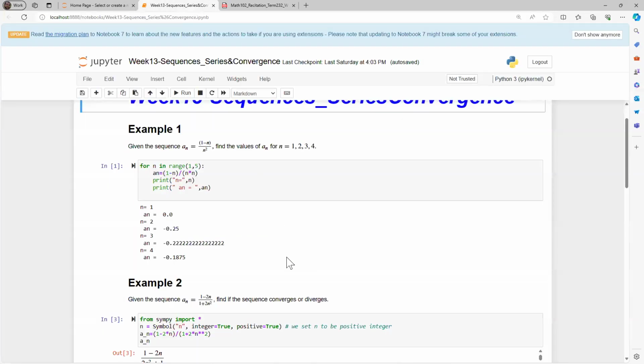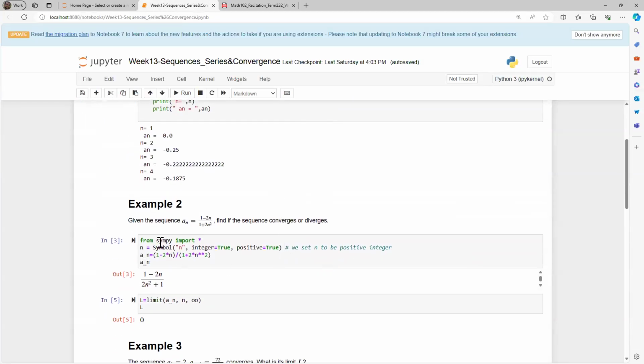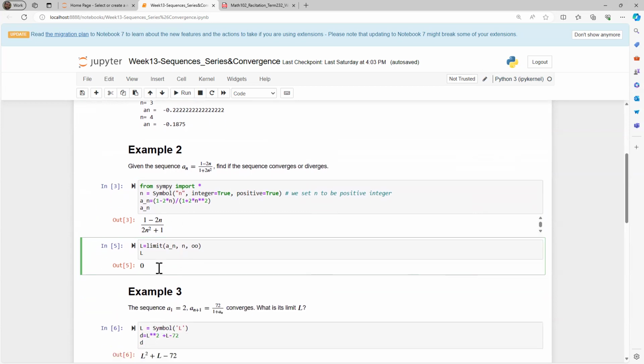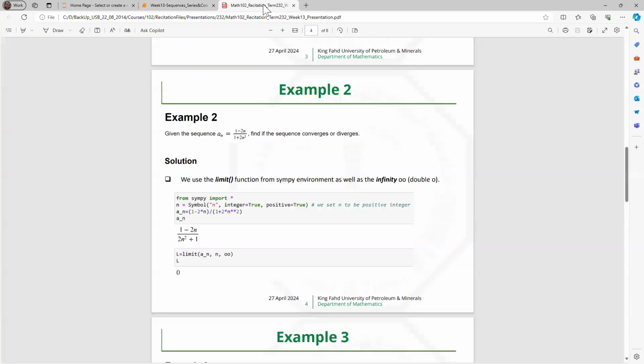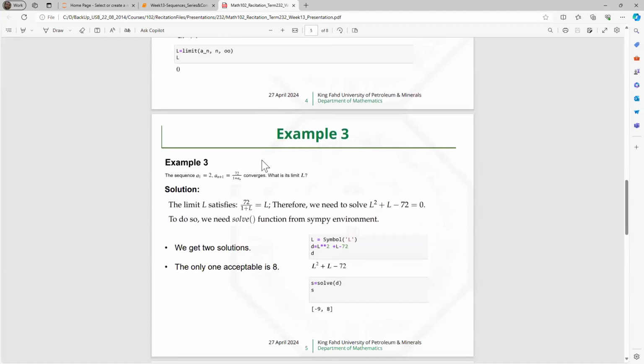Here is the Jupyter Notebook, the importation of the whole environment of SymPy, n as an integer, positive, a_n as 1 minus 2n, all divided by 1 plus 2n squared. And here is the display of a_n. Here is the limit command, the limit of a_n when n goes to infinity. You see, that's a double O. And we'll display it.